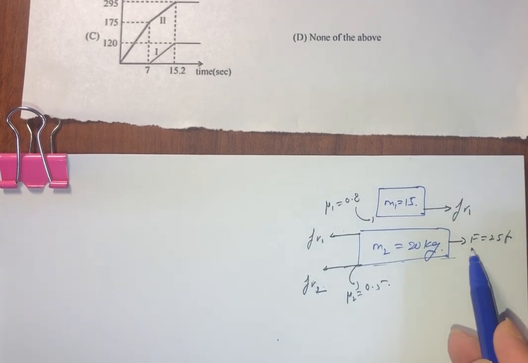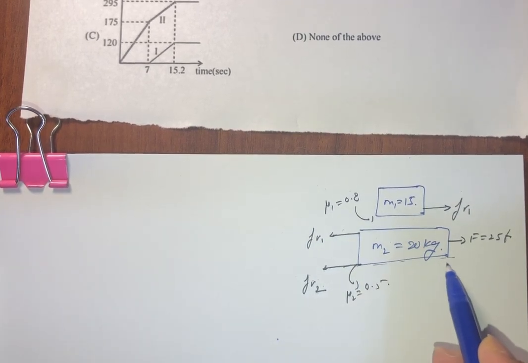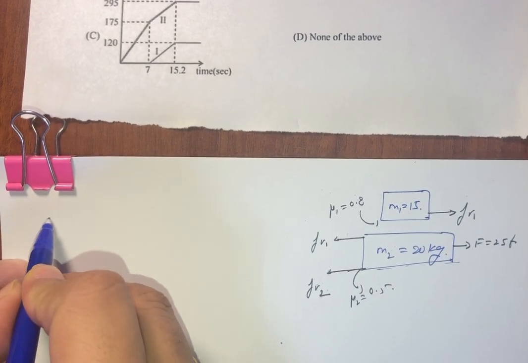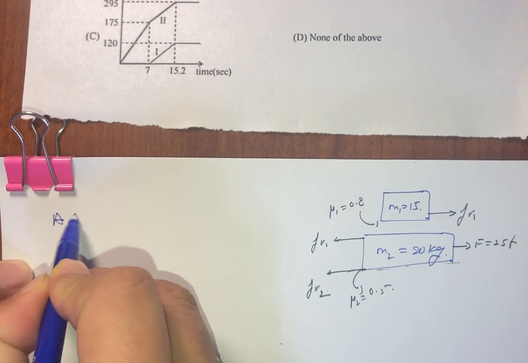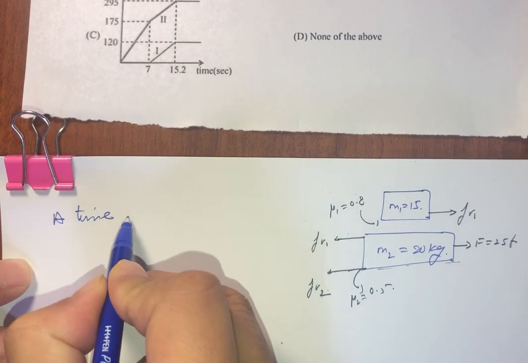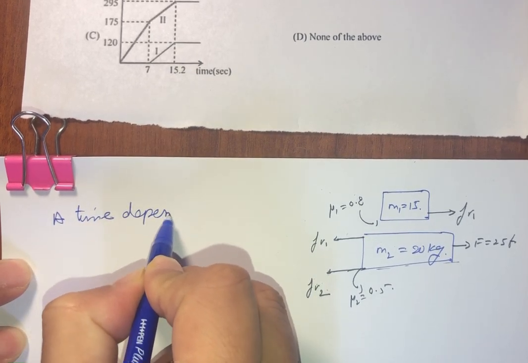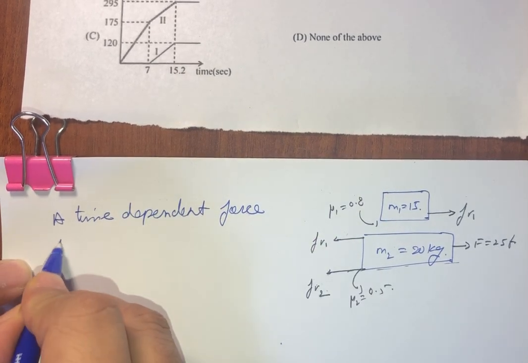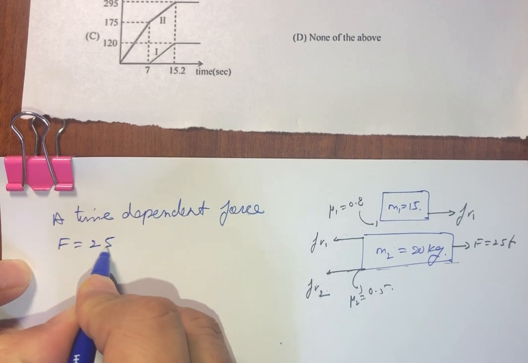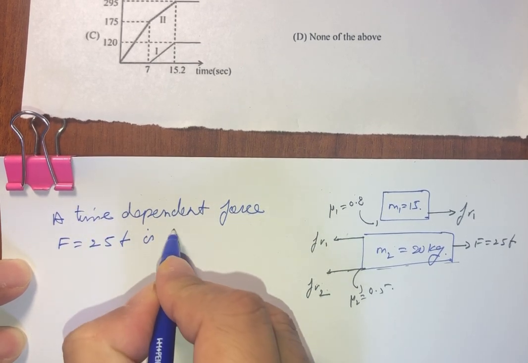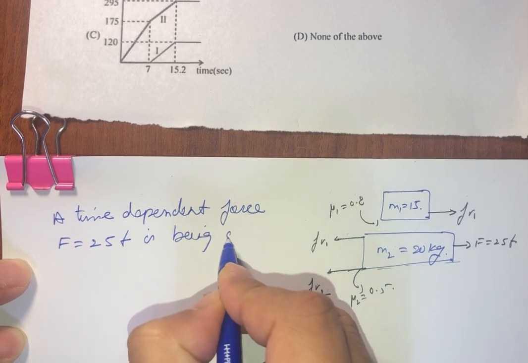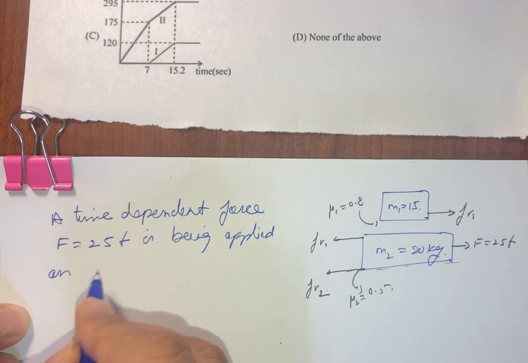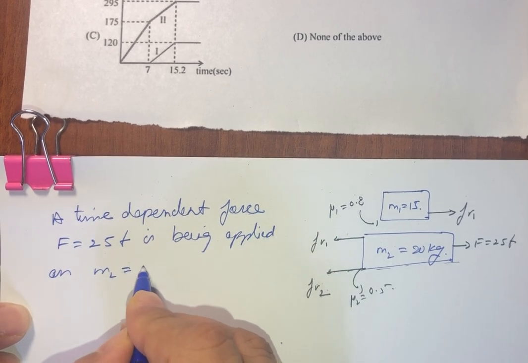So time dependent force F = 25T is being applied on the 20 kg block, on M2, whose mass is given as 20 kg.